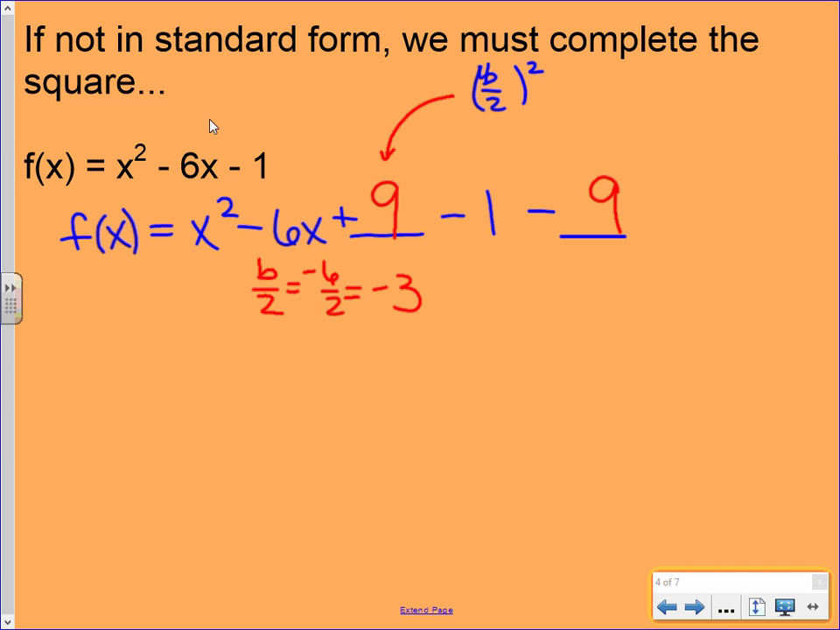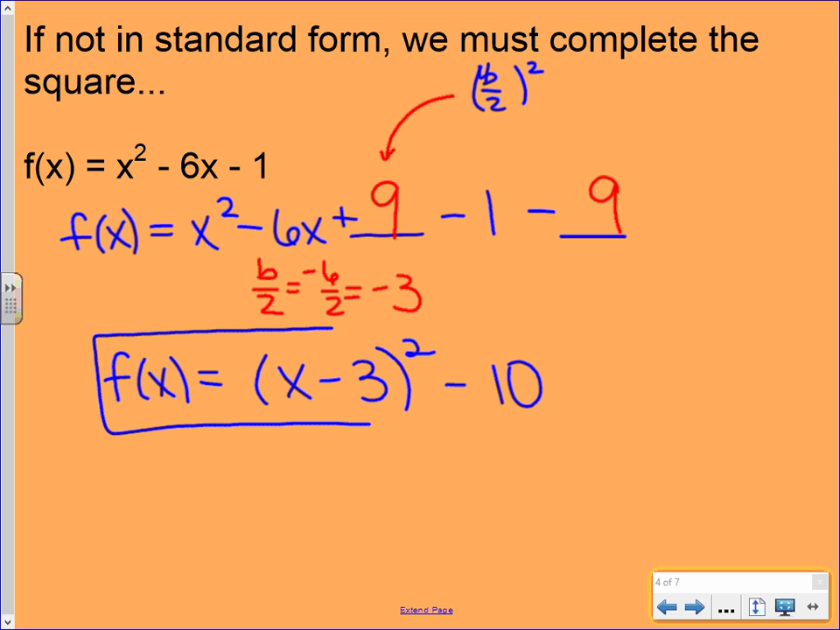Is this ringing a bell from last year? Good. So now, what's the point of that? Now we have x squared minus 6x plus 9. What does that factor to? x minus 3 times x minus 3, which we can write as x minus 3, the quantity squared. And then we can combine those two to be minus 10. And there we have it in standard form.